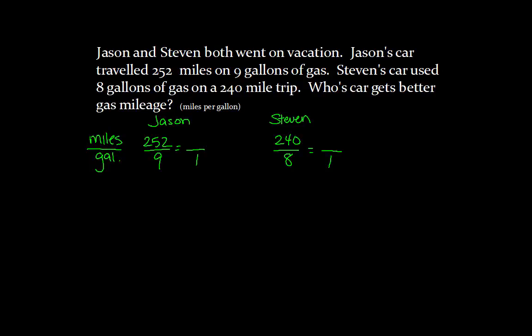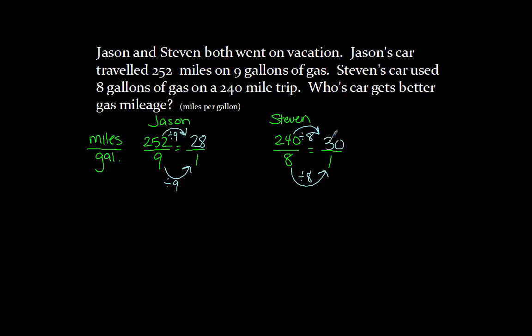So for Jason, I need to divide both the top and the bottom by 9 because that's my bottom number. And when I do that, I'm going to end up with 28. Steven's a little bit different. I divide by the 8, which leaves me with 30 over 1.